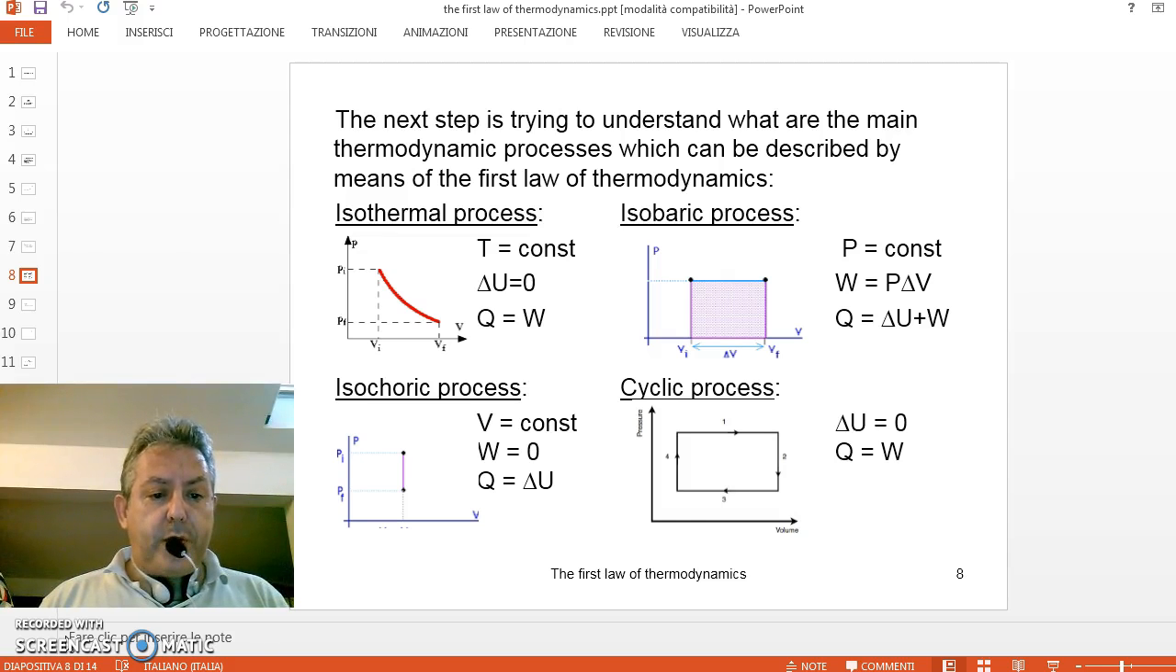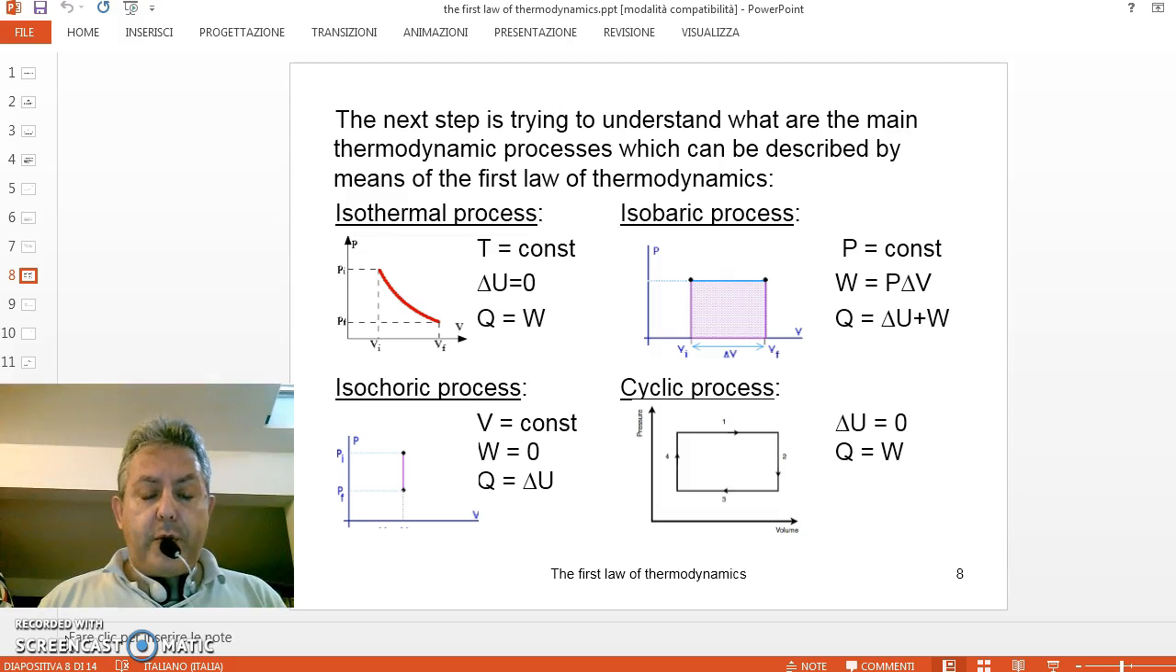The third process is the isochoric process, that is a process where the volume remains constant. If the volume remains constant, you have a delta V of zero, and that means that the mechanical work of the system is zero. The simplified formula for the first law, in this case, is Q equals delta U.